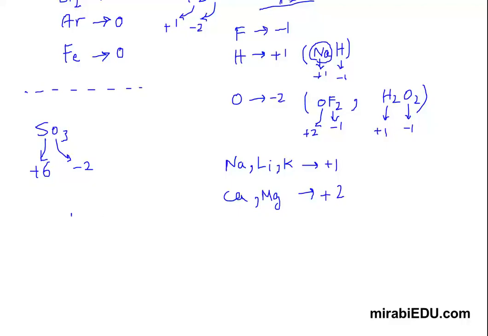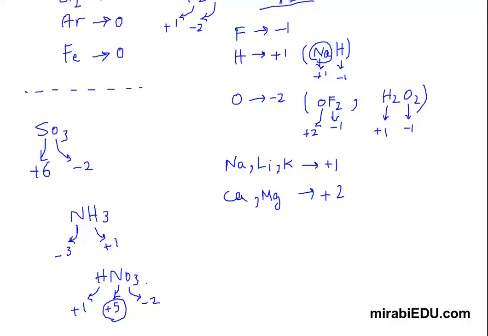Let's talk about some other cases. For example, in ammonia gas, nitrogen will be -3 and hydrogen will be +1, because hydrogen is less electronegative, it loses electron. And in some other cases, for example, in nitric acid, nitrogen will be +5. Why +5? Because hydrogen is +1, oxygen is -2, so nitrogen must be +5 to neutralize the charge of this compound.